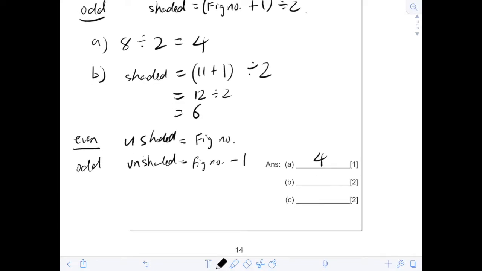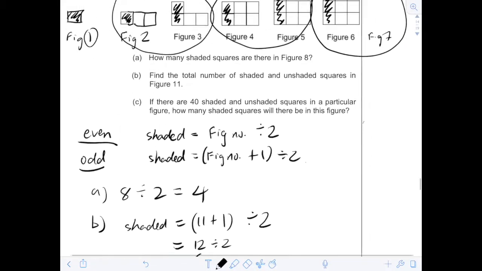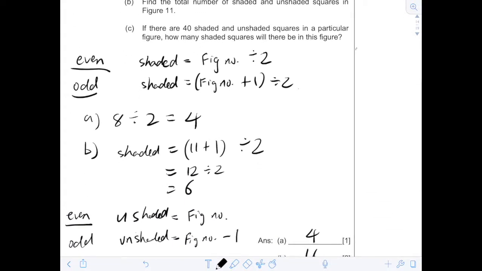Okay, so for this case, for part B, the unshaded one will be equals to, figure number is 11, which is odd, so you just need to take 11 minus 1, which will give you 10. Then now you just plus both together, you get the total number of unshaded and shaded for figure number 11, which is 16. Okay, now last one, if there are 40 shaded and unshaded squares in a particular figure, how many shaded squares will there be in this figure?